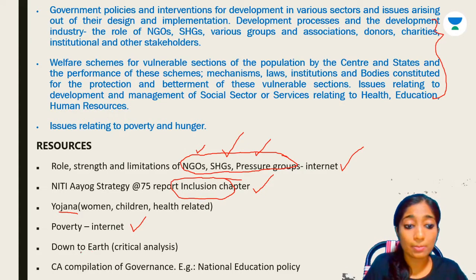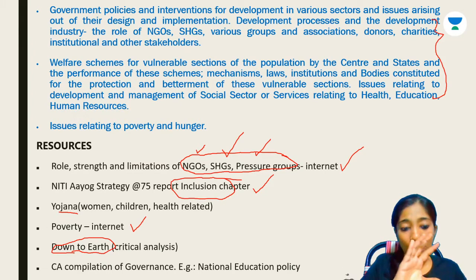And then comes this magazine, Down to Earth. If possible, try to go through Down to Earth magazine. It is very, very good. At times, they give an overall picture of certain policies, acts, and schemes of government.